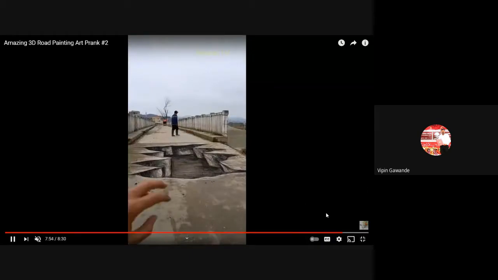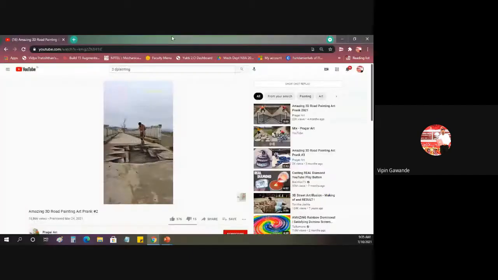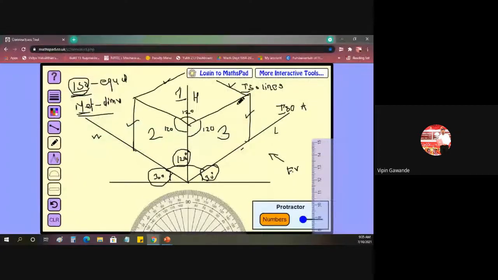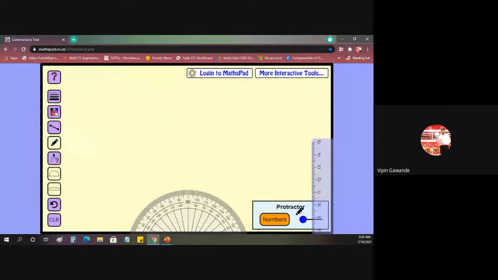You can refer to the videos, but first of all, we have to learn how to draw that one. Then you can refer to other things, and then you can also draw three-dimensional drawings. Okay, like this. Now here there is one thing. Suppose we start with a simple thing. Suppose we have to draw this rectangle.